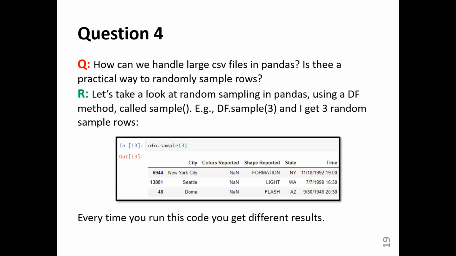What is good about it? Imagine that you have 1 million, 1 billion lines of that, and you just want to test your model based on 100 lines of that. Does that make sense? So you say UFO.sample(100). It fetches just a random 100.